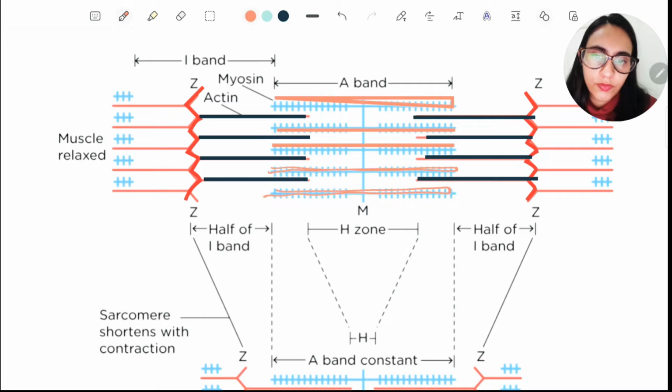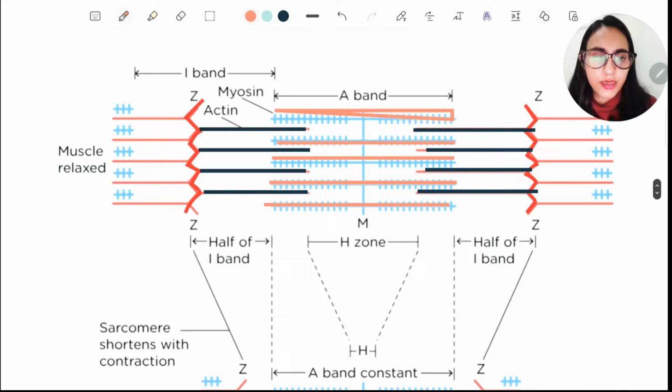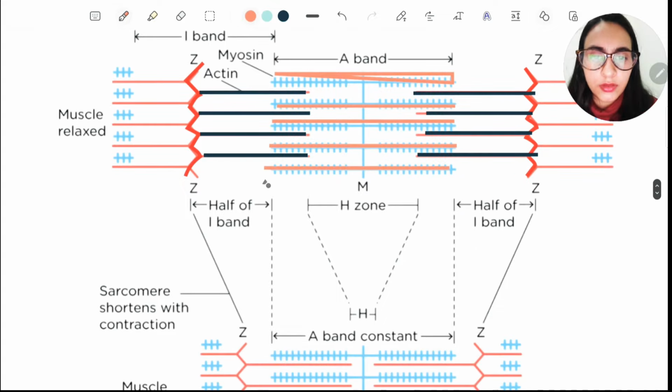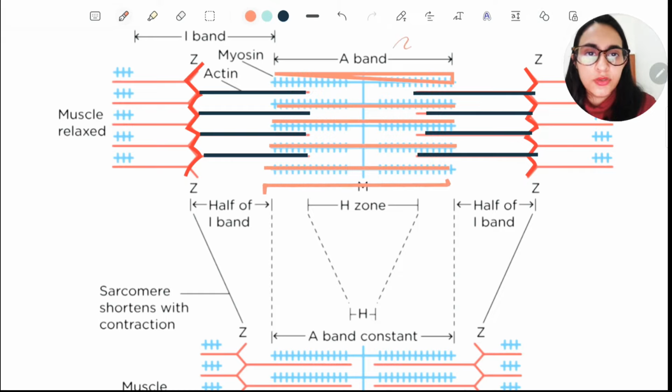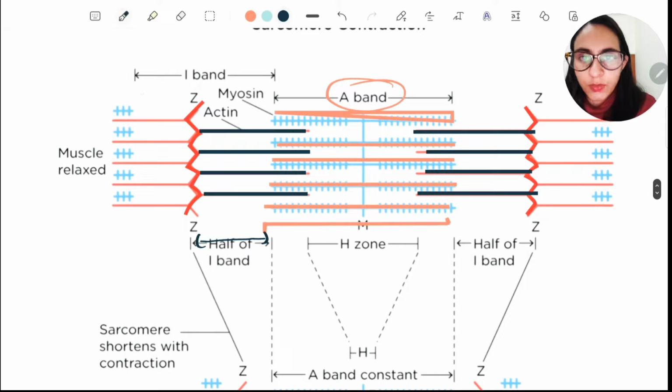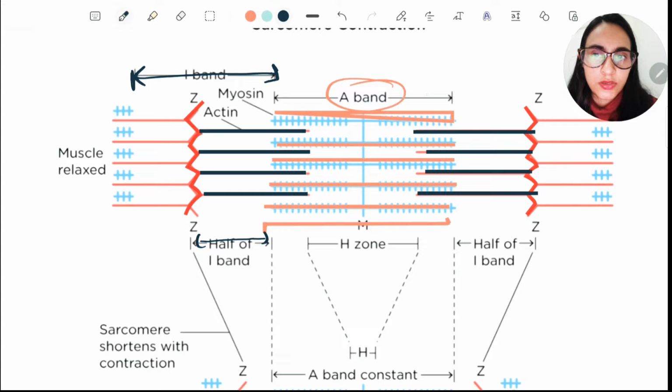Now the distance between two Z lines is one sarcomere, and the width of the thick filament is known as the A band. One full sarcomere is composed of two half I bands. So this is the I band, the whole thin filament.